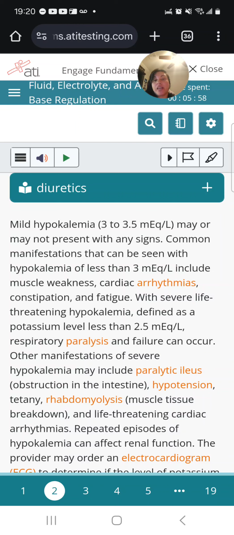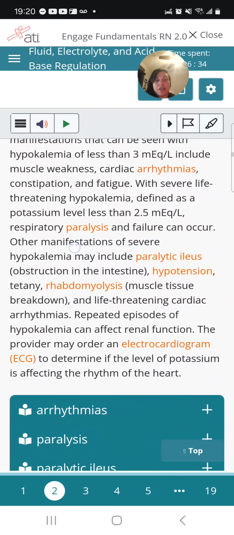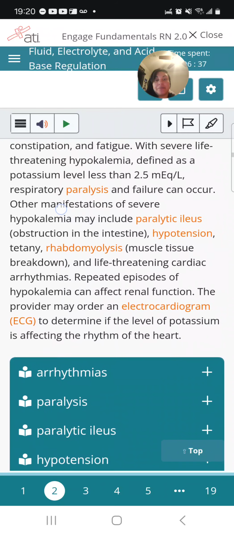With severe life-threatening hypokalemia, defined as a potassium level less than 2.5, respiratory paralysis and failure can occur. Other manifestations of severe hypokalemia may include paralytic ileus, obstruction of the intestine, hypotension, tetany, rhabdomyolysis, muscle tissue breakdown, and life-threatening cardiac arrhythmias. Repeated episodes of hypokalemia can affect renal function.